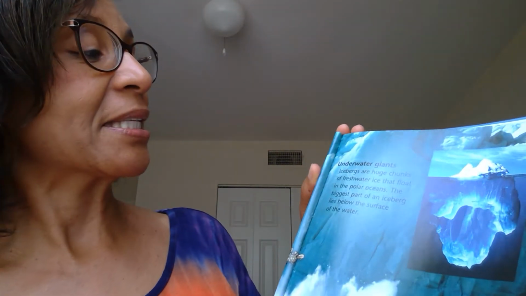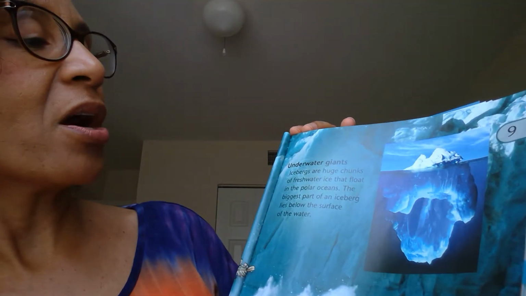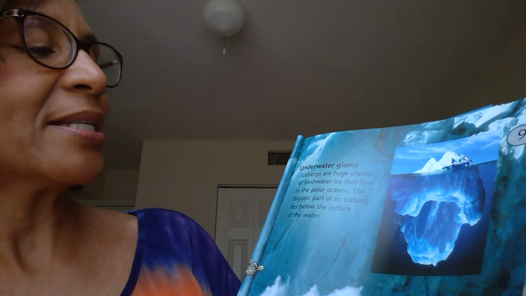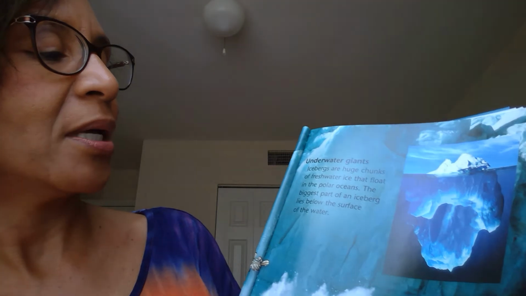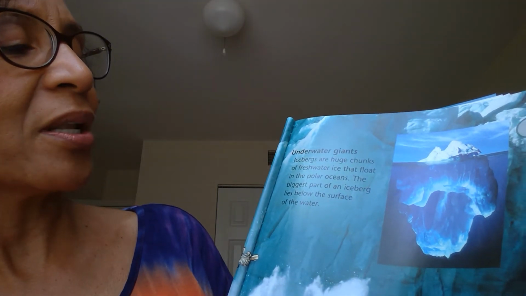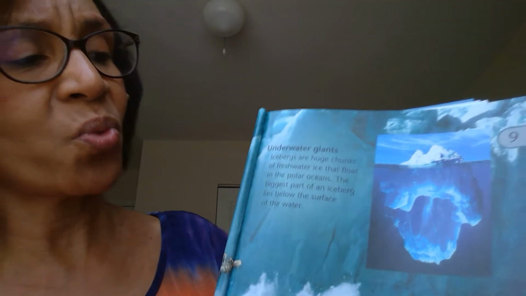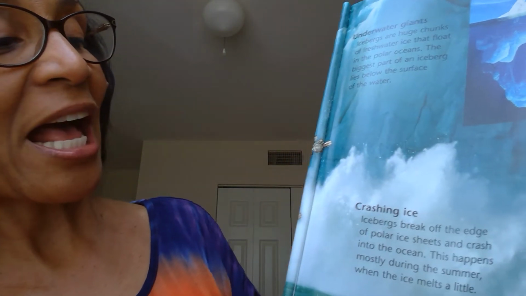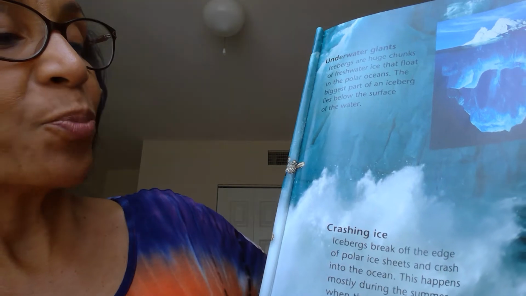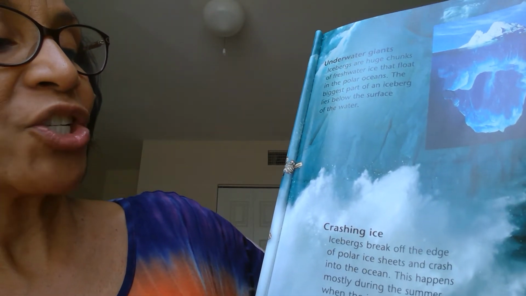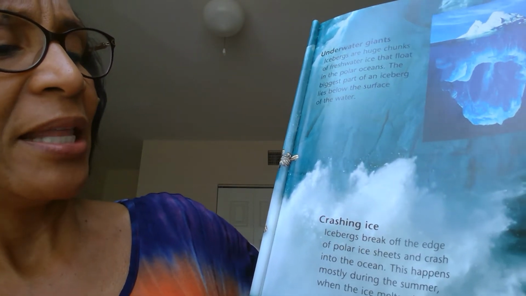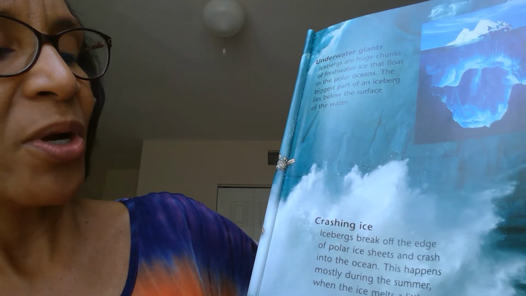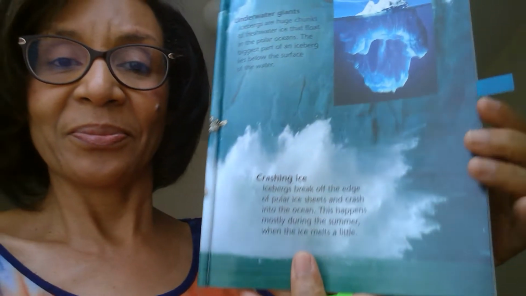Underwater giants. Icebergs are huge chunks of freshwater ice that float in the polar oceans. The biggest part of an iceberg lies below the surface of the water. Crashing ice. Icebergs break off the edge of the polar ice sheets and crash into the ocean. This happens mostly during the summer when the ice melts a little.